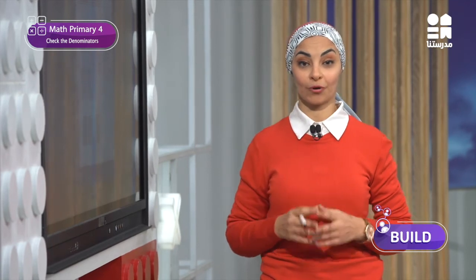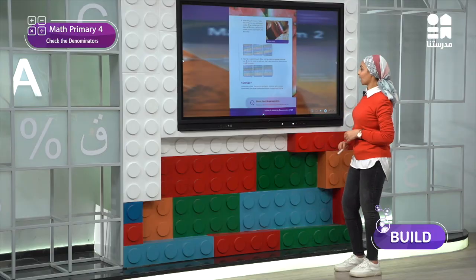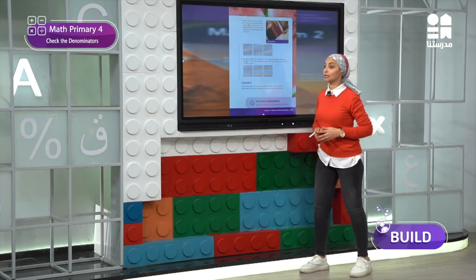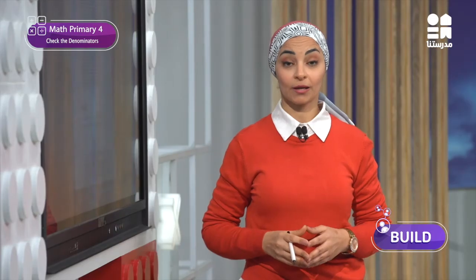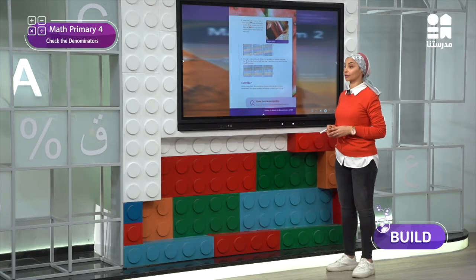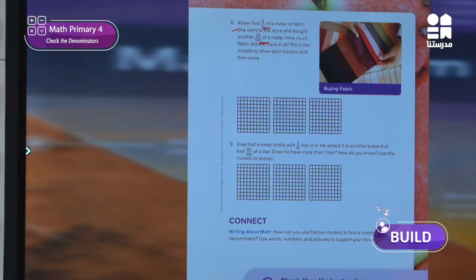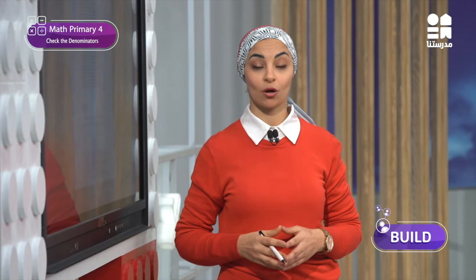Let's apply the addition of fractions to a real life situation like the one we have in problem number 8 on page 107. Let's see it all together. And here's problem number 8 as you see here. Abir had 8 over 10 of a meter of fabric. She went to the store and bought another 25 over 100 of a meter. Now she has 8 over 10 and another 25 over 100. The question asks how much fabric did she have in all. Now fill in the models to show each fraction. We want to represent each fraction in the models and then we will solve.